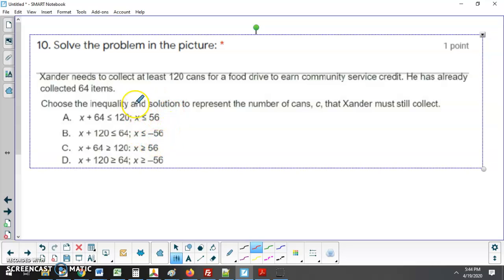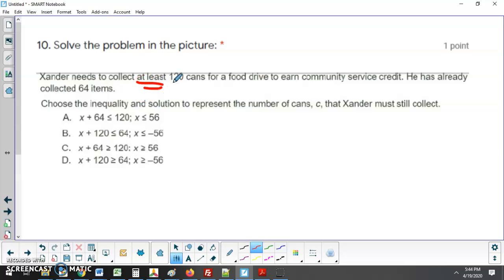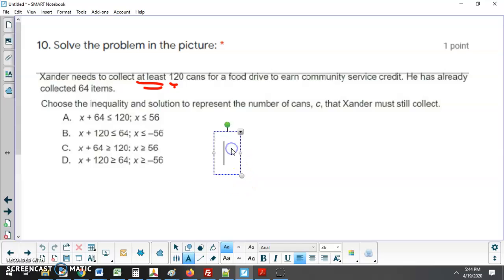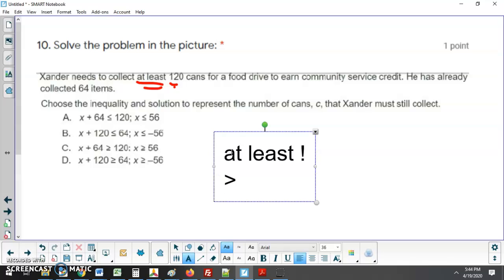A little word problem. Xavier needs to collect at least, that tells you what inequality to use, 120 cans. At least doesn't mean less than. At least means you need to be greater than a certain number, or it could be equal to that number. At least means greater than or equal to 120. So if you figure out that part, you have essentially figured out the answer.